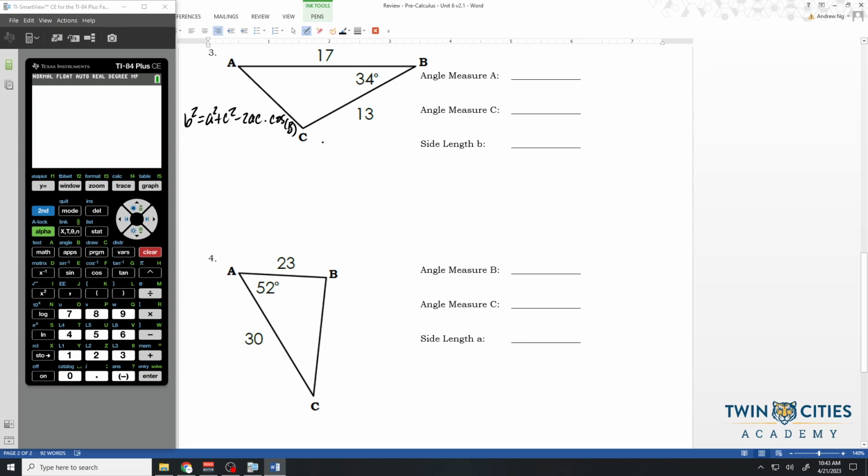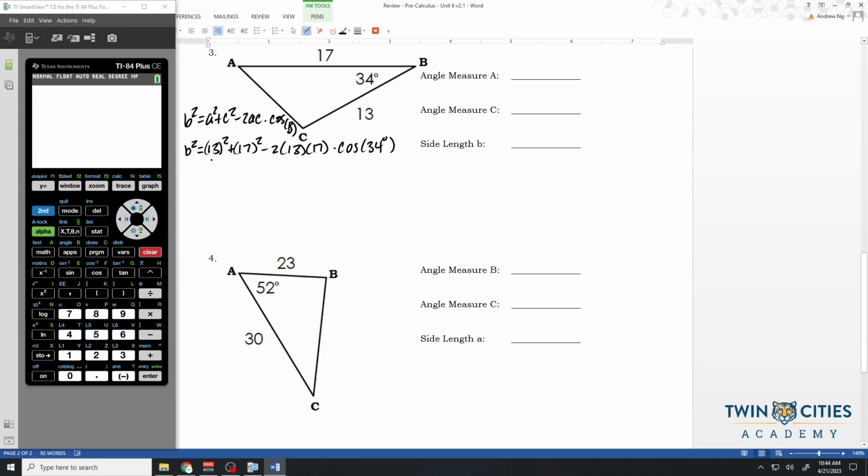Okay, so let's fill in what we know. B squared is equal to, a is 13, c is 17. So this will be 13 squared plus 17 squared minus 2 times 13 times 17 times the cosine of b is 34 degrees.